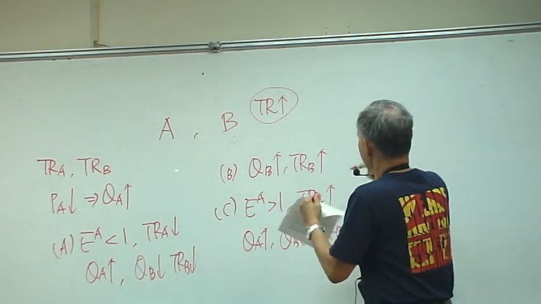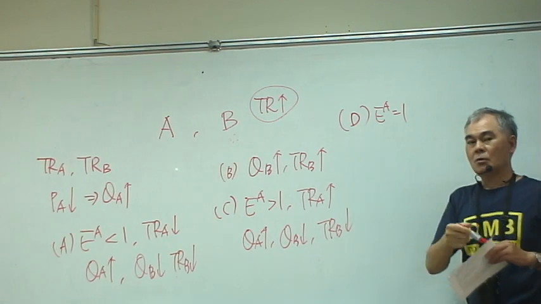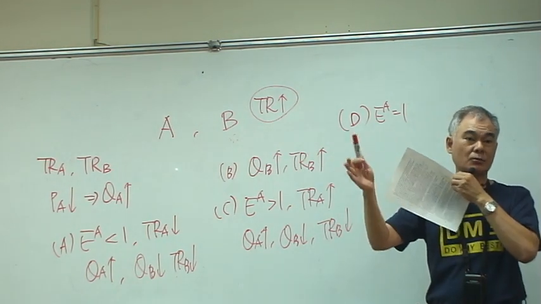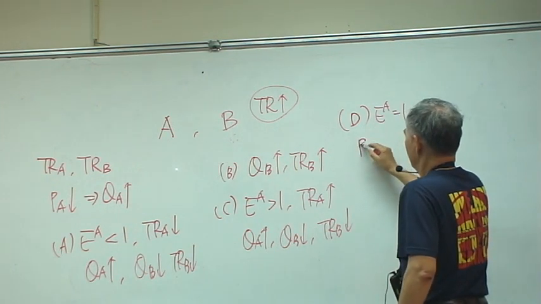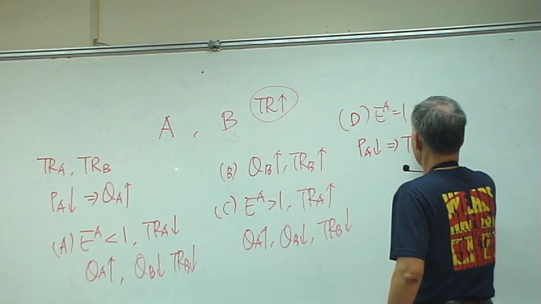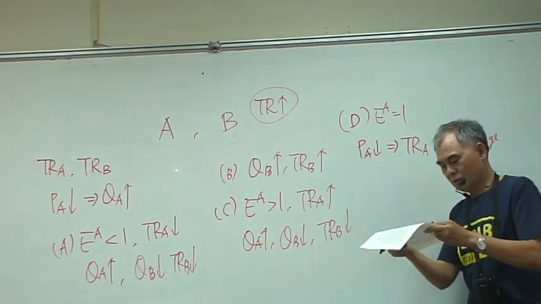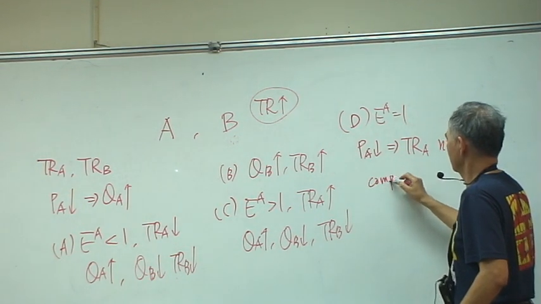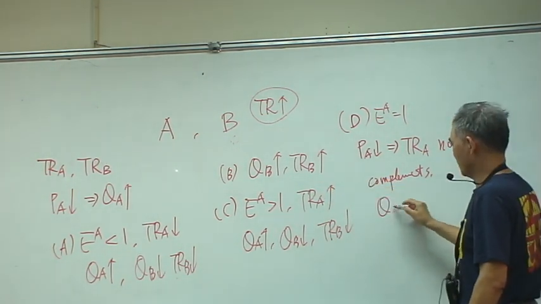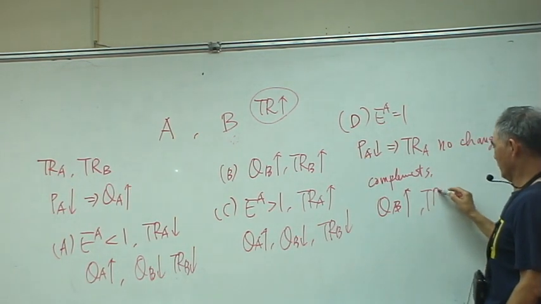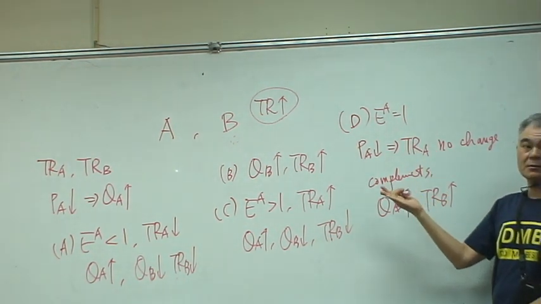Okay. And choice D, because elasticity of A is equal to 1, it means that no matter you increase the price or decrease the price, what happened to total revenue? It doesn't change. So PA goes down, but total revenue of A, no change. And choice D says they are what? They are complements. They are complements means that if price goes down, you buy more A, and also you're gonna buy more B. So total revenue of B will go up. So total revenue of A does not change, and this one increases. Okay, so the answer is D.